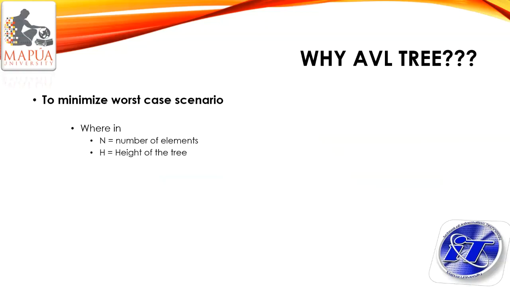In an ordinary binary tree, the worst case scenario is O(n), if it's skewed to the left or skewed to the right. But in an AVL tree, instead of O(n), it could be either big O of h or O(log n), which is faster compared with O(n). And again, n is the number of elements or number of nodes, while h is the height of the tree. Okay?